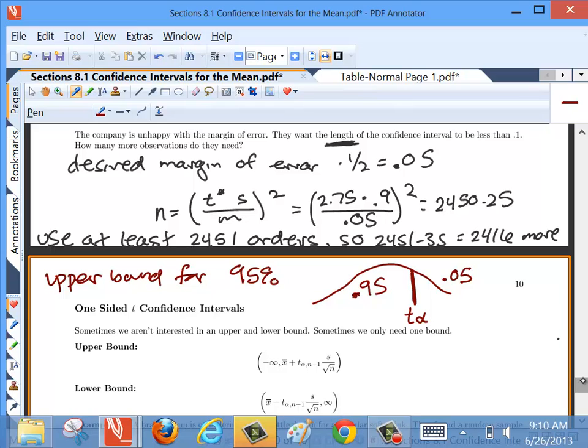So let's look at what changes in the actual formula. For an upper bound, notice that your lower bound starts at negative infinity. That makes sense? X bar, well, it's not plus or minus because I already put it in parentheses. So you start at negative infinity, and then your upper bound is x bar plus t alpha, n minus 1, s over the square root of n. Notice the only thing that changes is instead of an alpha over 2, that is now an alpha, because we only have one tail. Or if you want a lower bound, then it'll be x bar minus t alpha, n minus 1, s over the square root of n. But your upper bound will just be infinity.